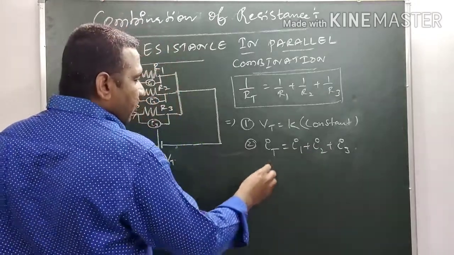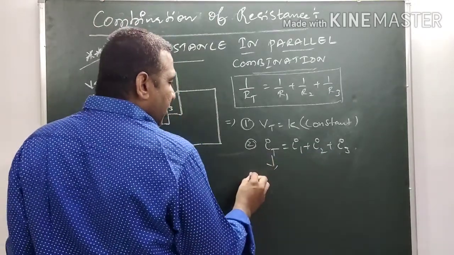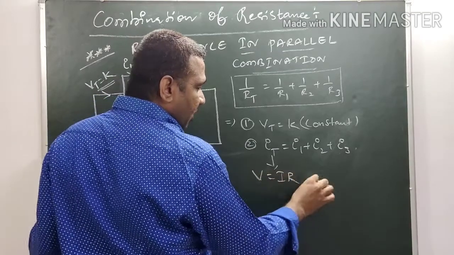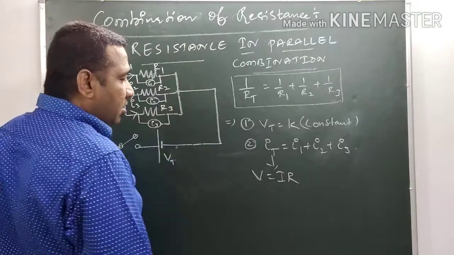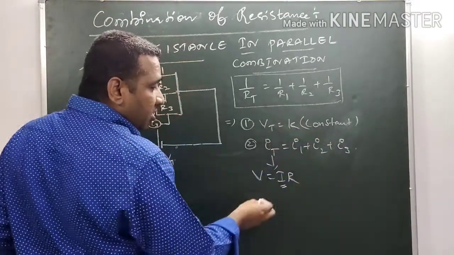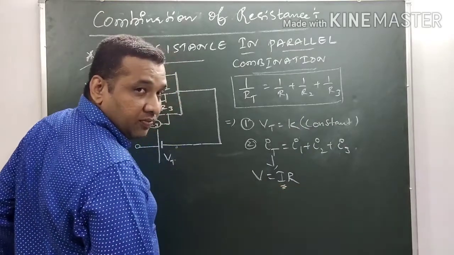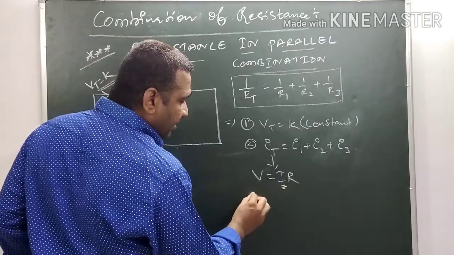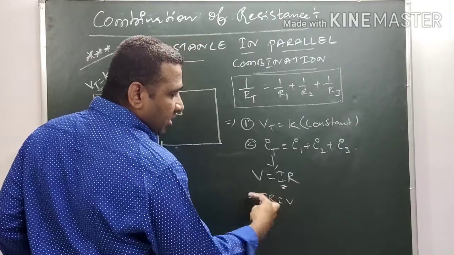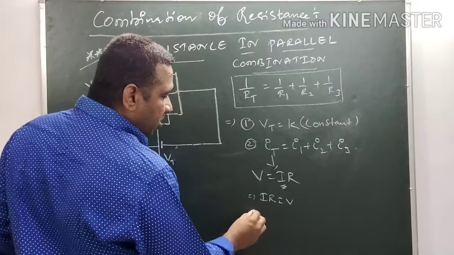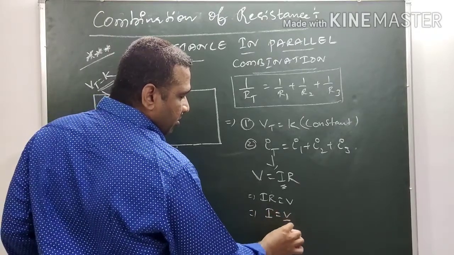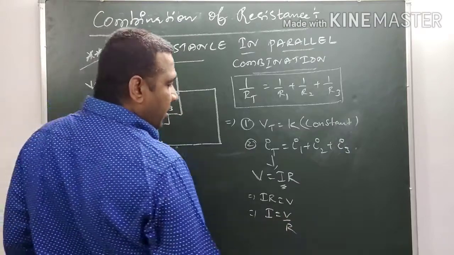The same thing, we apply Ohm's law here. What is Ohm's law? V equals IR, right? So here the electric current is divided. So now I will make I the subject of the formula. To make I the subject, I write IR equals V, LHS is equal to RHS, RHS is equal to LHS. So therefore IR equals V. Only I equals what? V by R. I equals V by R.